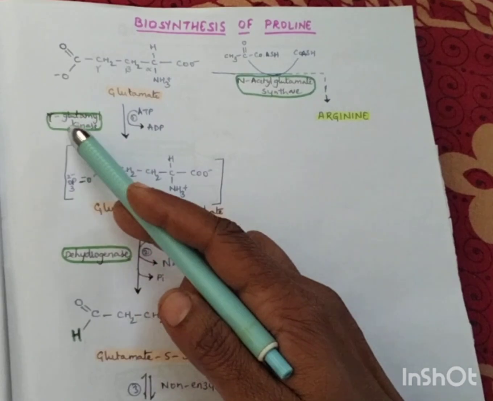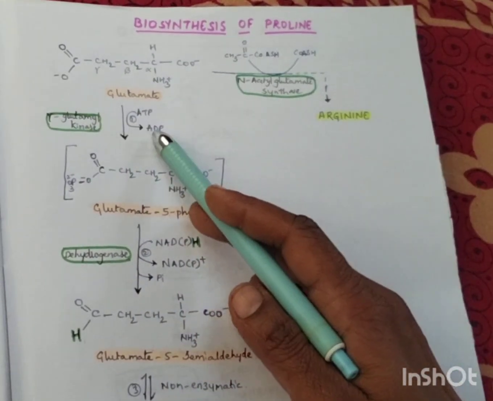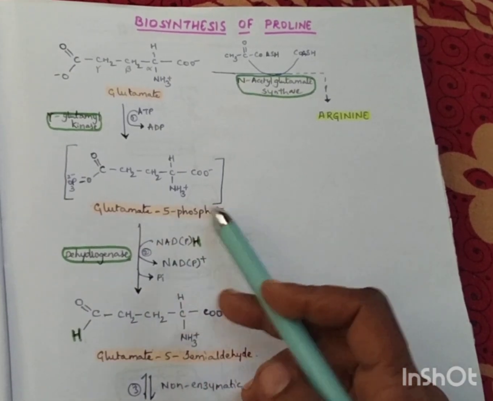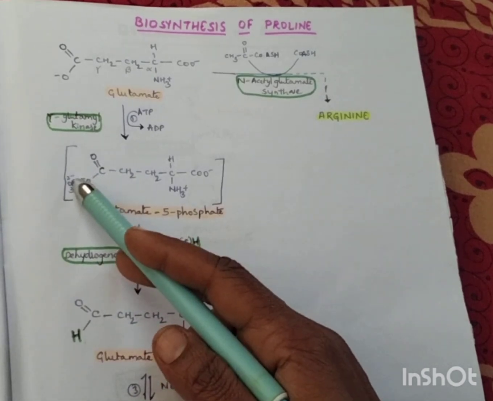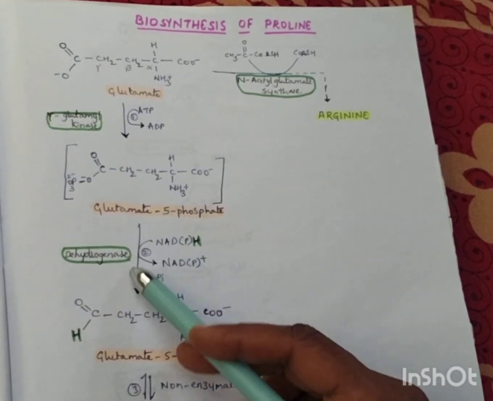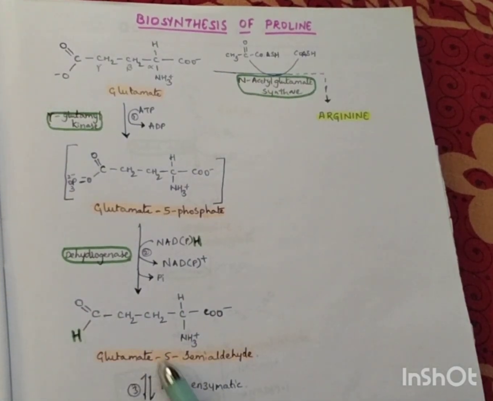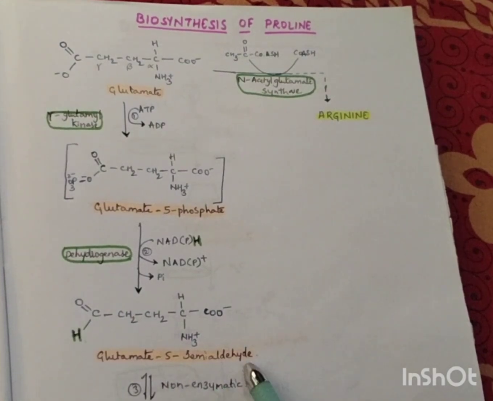Glutamate, in the presence of gamma glutamyl kinase and ATP, which is hydrolyzed to ADP, forms glutamate 5-phosphate, wherein the gamma carboxyl group is attached to the phosphate group. This is an unstable compound. In the presence of dehydrogenase, it forms glutamate 5-semialdehyde.